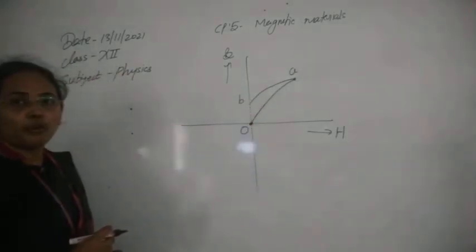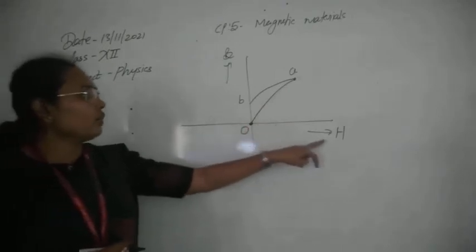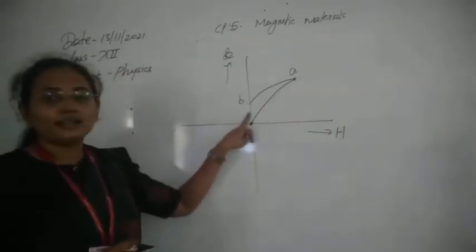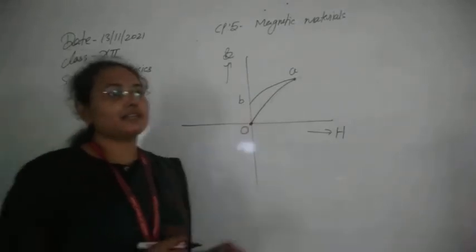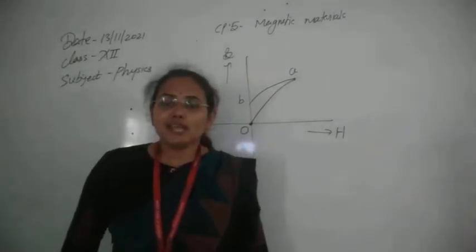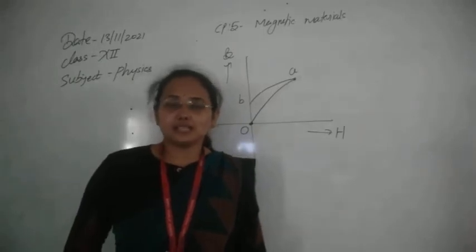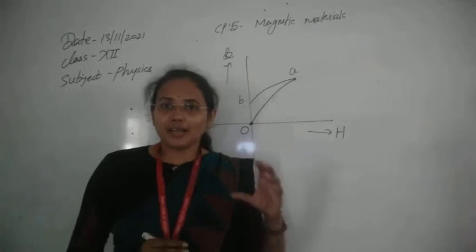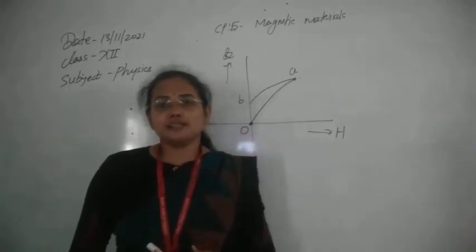While going from A to B, you can see that even on removal of the magnetizing field, some magnetic induction is retained in the magnetized sample. That's why we always have to check the sample that we are using, whether it has some retentivity or not, whether it contains some induction inside it or not.